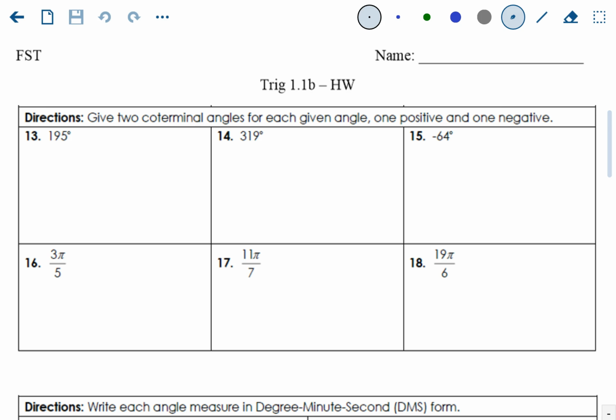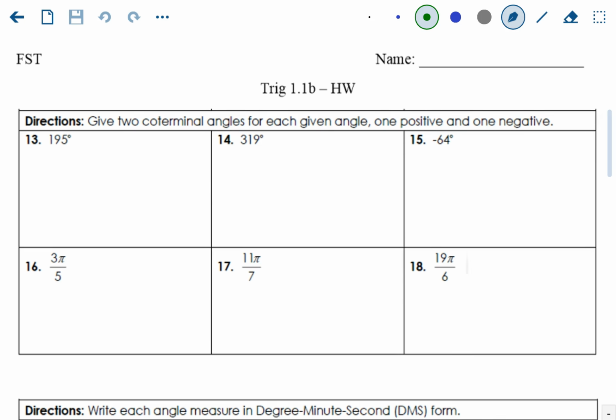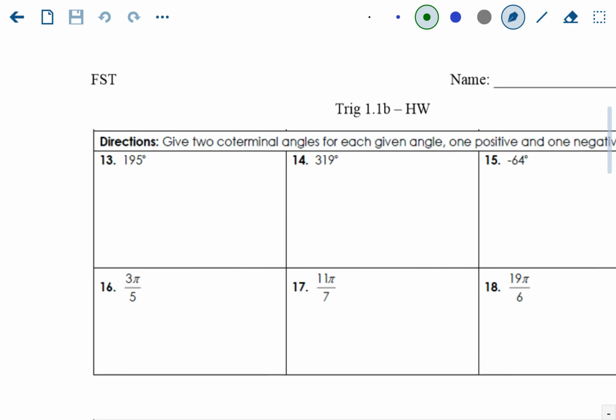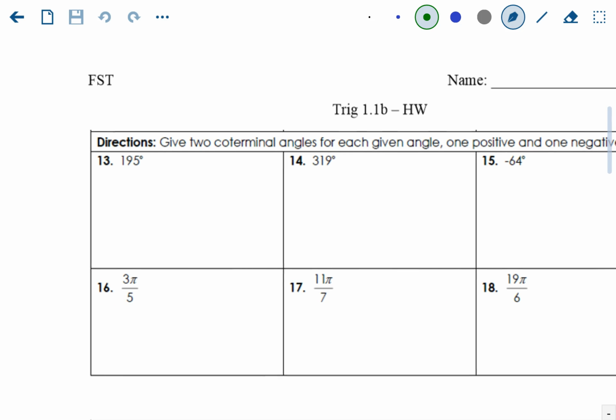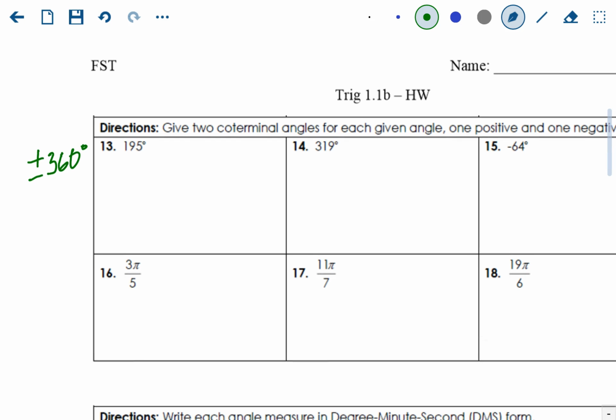Okay. All right, so starting with the first section, give two coterminal angles for each given angle, one positive, one negative. Remember, for coterminal angles, all you're doing for degrees, and these top three are all degrees, all we're going to do is add and subtract 360 degrees. So let me do this, I'll do 14.